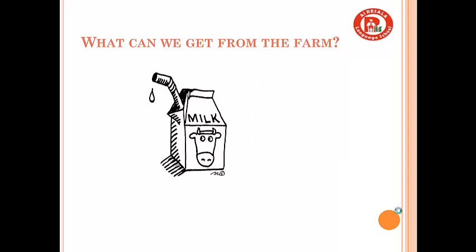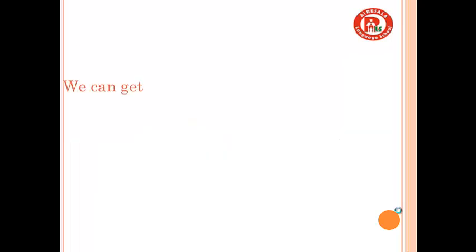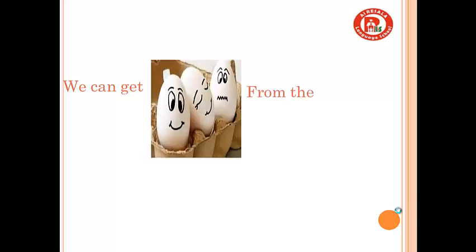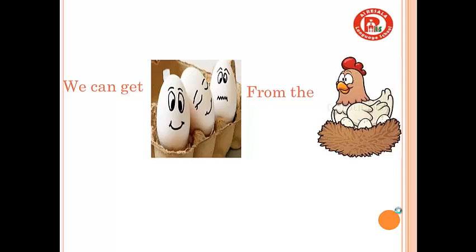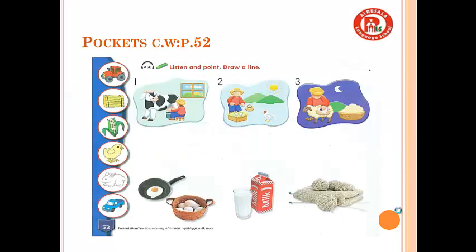Okay, what can we get from the farm? You know the milk? Who likes the milk? I like the milk so much. We can get milk from the cow. Oh my god. And we can get eggs from the what? Can you guess? From the hen. Okay. And we can get wool from the sheep. So we can get milk from the cow, we can get eggs from the hen, and we can get wool from the sheep. Okay, are you ready for the classwork?